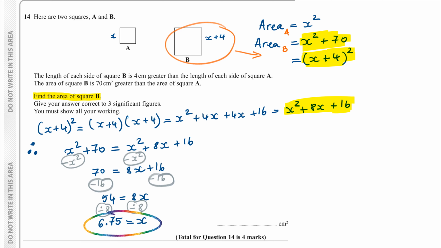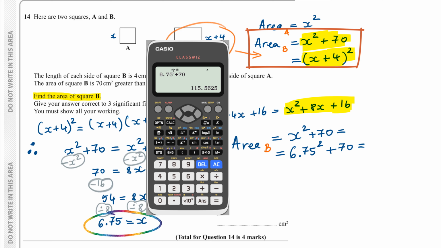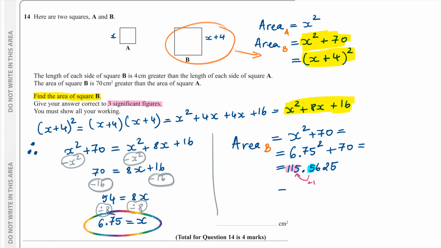Now that we know x, we can work out the area of B either by using x squared plus 70 or x plus 4 squared. I'm going to use the first one. Area of B is x squared plus 70. Replacing x, we have 6.75 squared plus 70. Typing this into the calculator, we have 115.5625, which equals 116 to 3 significant figures.